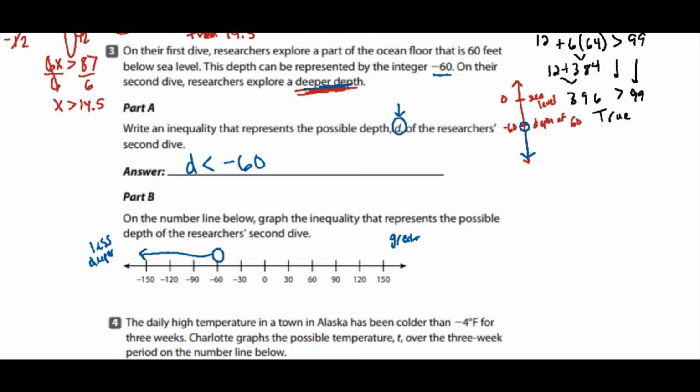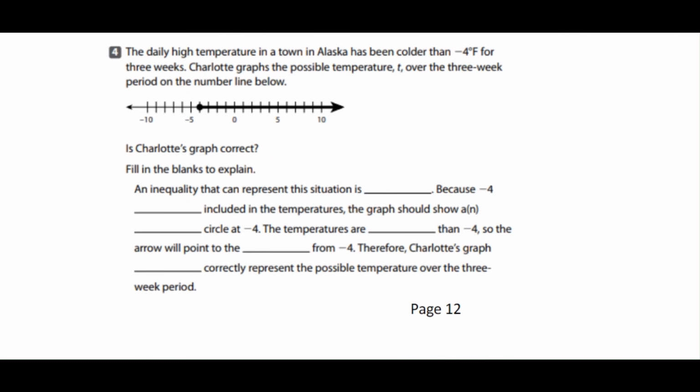All right, let's go to the last one right here. The daily high temperature in a town in Alaska has been colder than -4 for 3 weeks. Charlotte graphs the possible temperature T over the 3 weeks period on the number line below. So she graphed the 3 weeks. So before I even look at what she graphed, because the question is asking, is she correct? I'm not going to look at what she did. I'm going to go over here to the side and figure out what the graph would look like. And then I'm going to compare what I would do to what she did, and then we'll go from there.